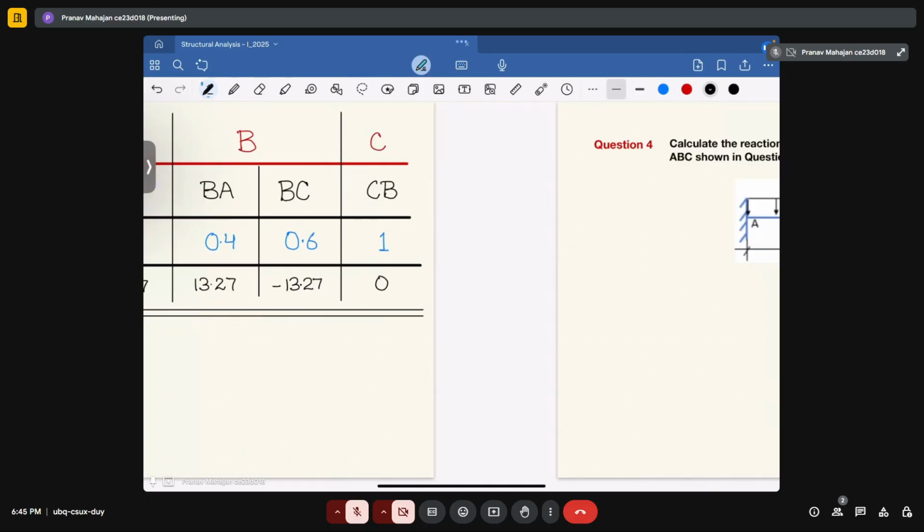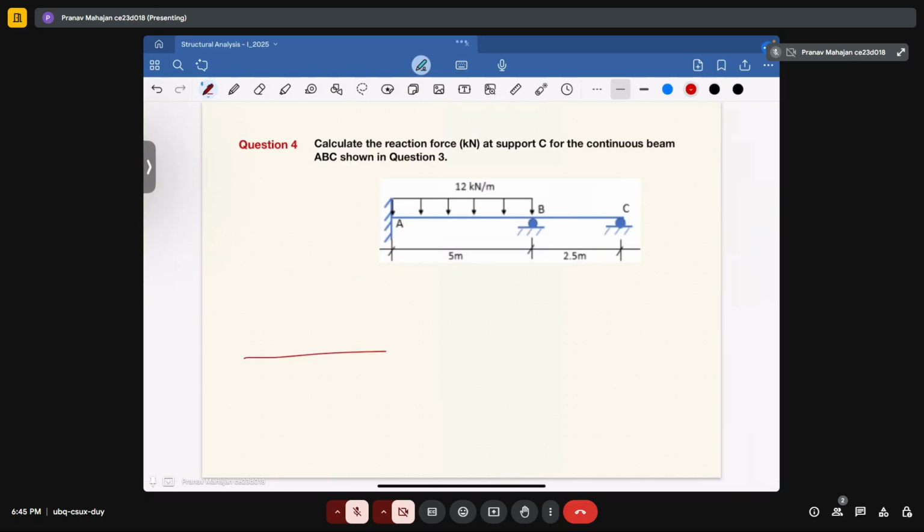So okay, let's move on from this question. We will solve the next question. The next question is a continuation of the previous question. In this, you are asked to calculate the reaction force at support C. If you are expected to calculate the reaction force at C, what will you do? You will draw the free body diagram of the structure. In this, you will get VB, you will get VC.